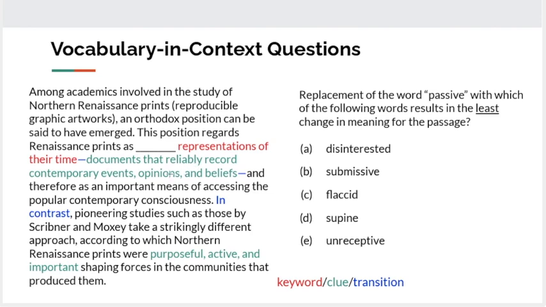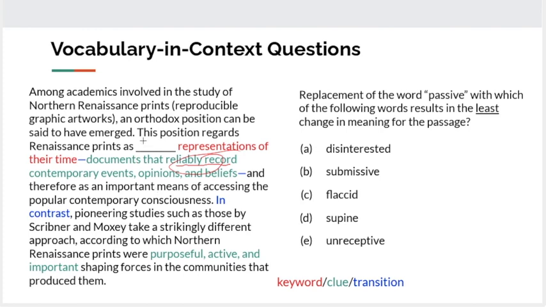Our clue, we have a couple of them. This portion in green, we're talking about documents that reliably record contemporary events, opinions, and beliefs. So a certain position regards Renaissance prints as blank representations of their time, so they reliably record contemporary events, opinions, and beliefs. But then we have this transition. In contrast, these new studies show that they were purposeful, active, and important. So what goes in the blank is going to match up with reliably record, and it's going to be the opposite of purposeful, active, and important.